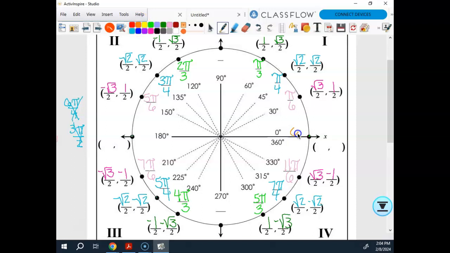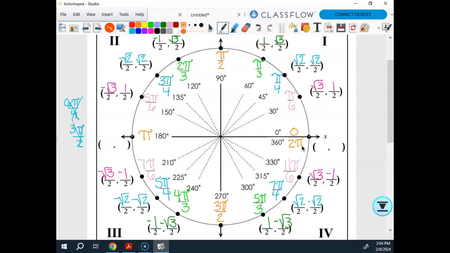This is 0. What is this angle here? Pi halves. It's not undefined, it is pi halves. What is this one? It's okay. Pi. Okay. Then what is 270? 3 pi over 2, because look, 1 pi half, 2 pi halves, 3 pi halves. And then this is 4 pi halves, which is 2 pi.